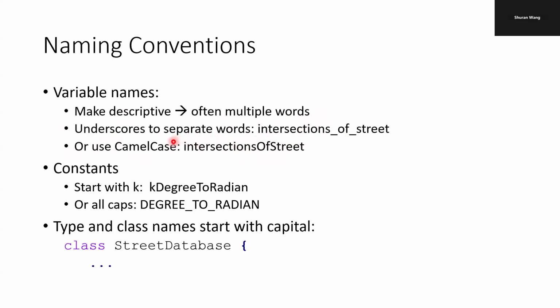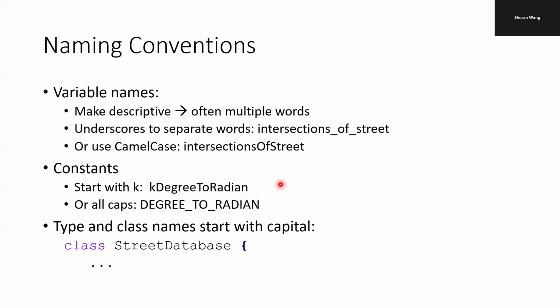For variables, always start from lowercase letter. For constants, either choose to start with K or all capitals. So this design choice is going to be chosen within your group, but you have to be consistent. You shouldn't be mixing the two conventions.